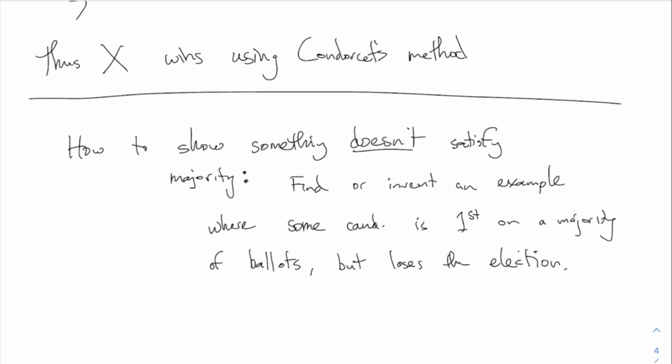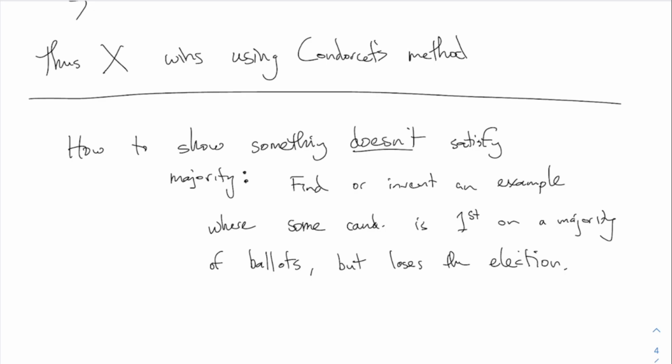Right? And if it's possible for that to happen, that means automatically the majority criterion is violated. So if you want to show that it is not satisfied, you use a specific example. If you want to show that it is satisfied, it's not good enough to just show it on one specific example. You have to show it in all possible cases. But to show that it's not satisfied, all it takes is one example. All right?